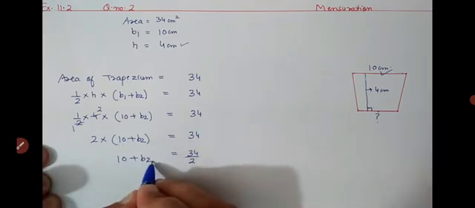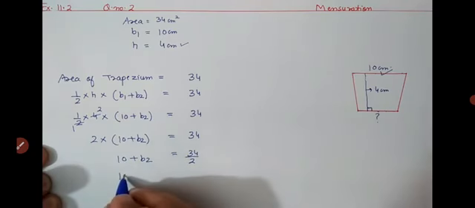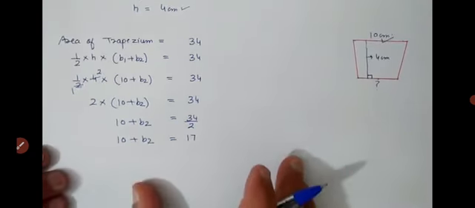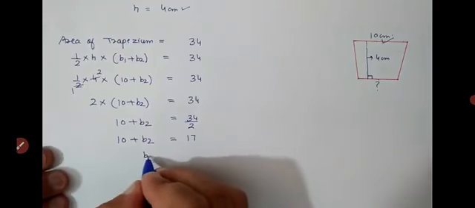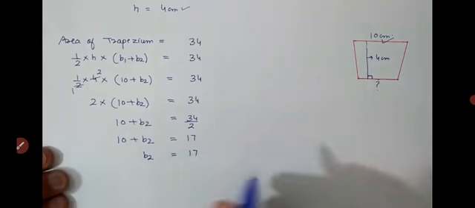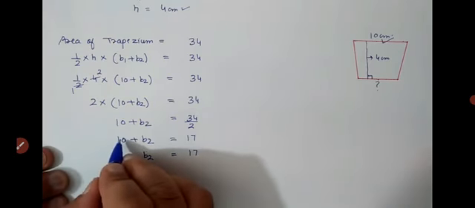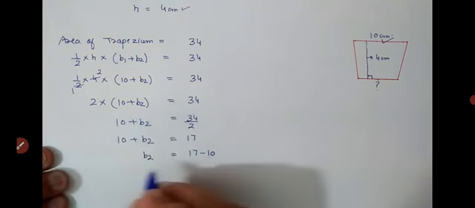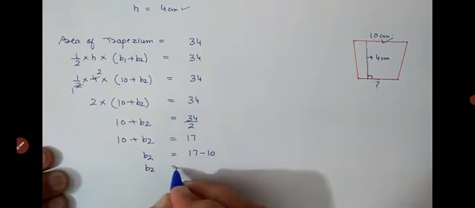or we can take the 2 to the division side. 10 plus B2 is equal to 2 ones are 2 and 2 sevens are 14. Now B2 is equal to 17 minus 10. Here with the plus sign, we can transfer it, so we get minus 10. So B2 is equal to 7.